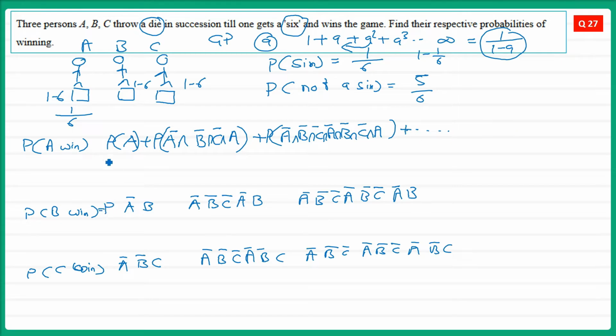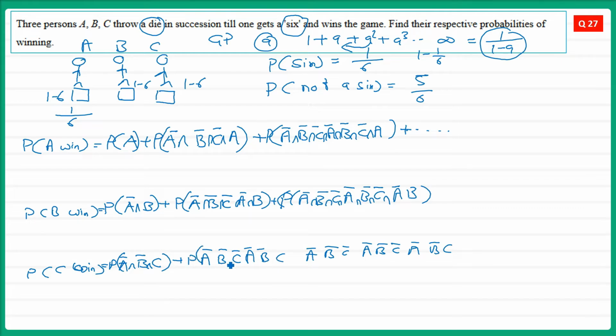Now what is the probability of B winning? With the same analogy, the probability of A bar intersection B bar, C bar, A bar, and then B comes. Then the probability of A, B, C, A, B, C, A all losing, then B comes. And in this, the losing includes B also, because B has to win, so he has to lose sometime. Then C comes after A and B, so A and B have to lose.